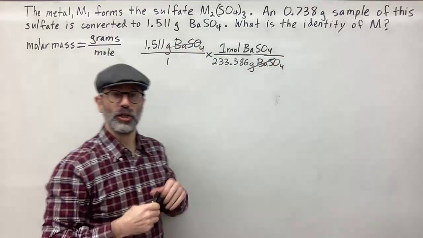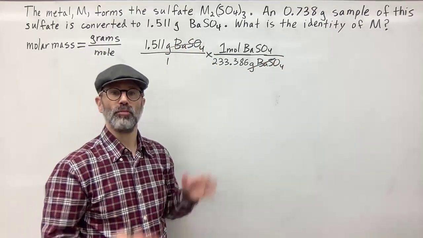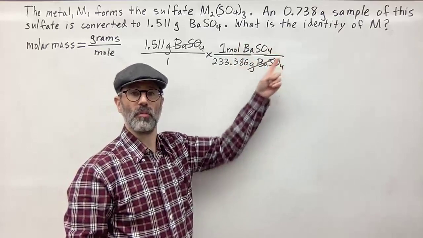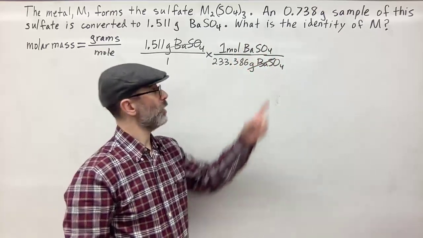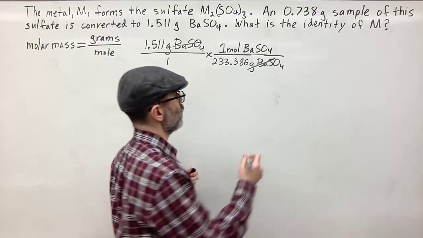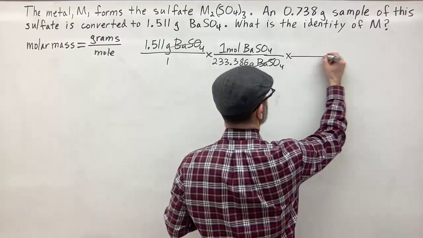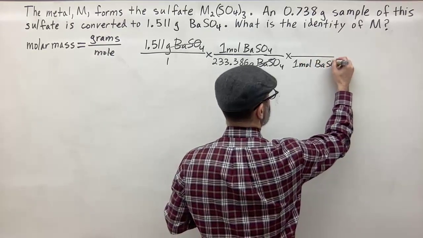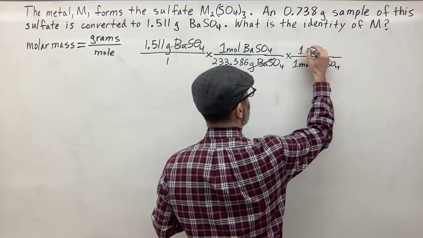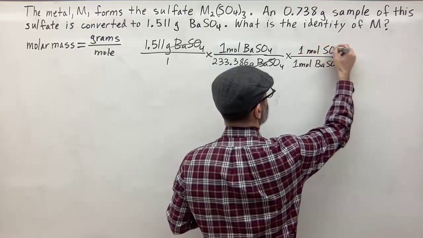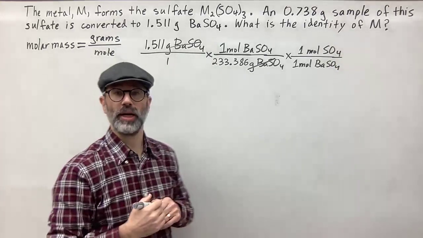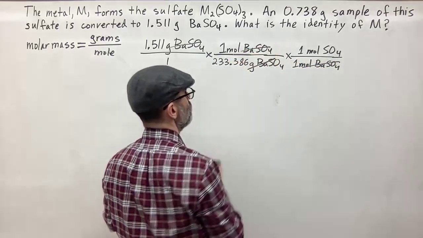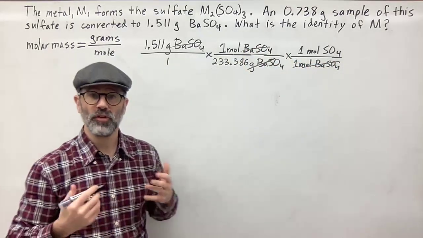And then we can convert from moles of barium sulfate to moles of the sulfate. And we see here that it's a 1-to-1 ratio. For every 1 mole of barium sulfate we have 1 mole of sulfate. So we can use that mole ratio. On the bottom we put 1 mole barium sulfate. On the top we have 1 mole of sulfate. And we get that mole ratio directly from the formula. So the moles of barium sulfate cancel out. Now we're left with moles of sulfate.